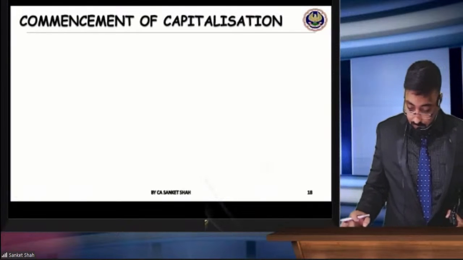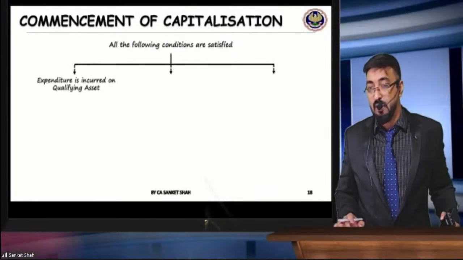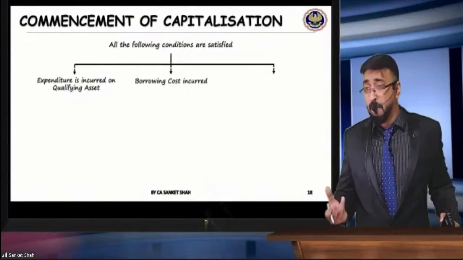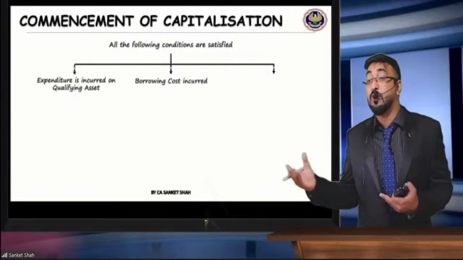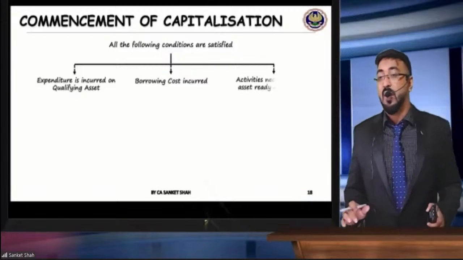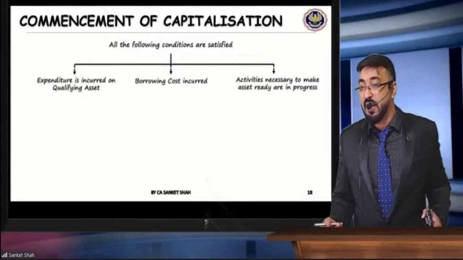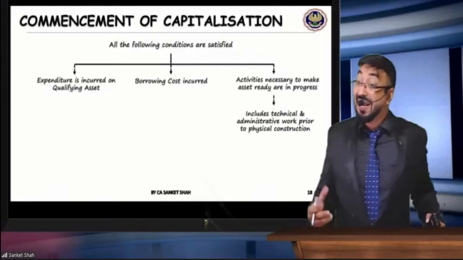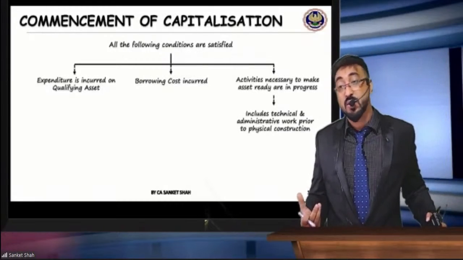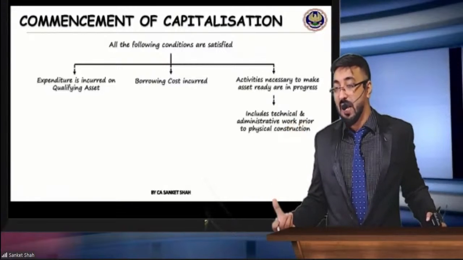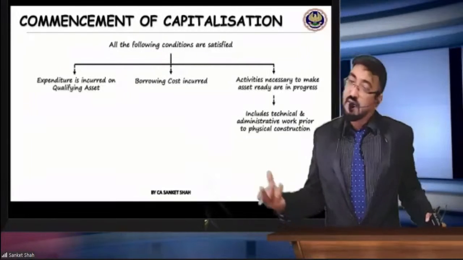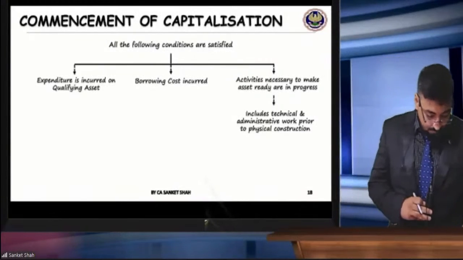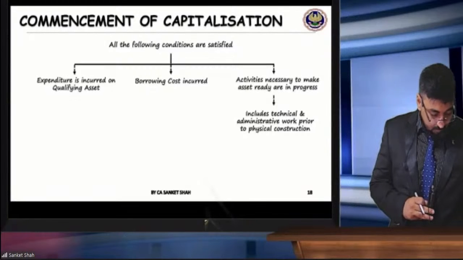So all three conditions must be fulfilled. Expenditure is incurred, it's very logical. Second, you borrowed funds, that is also important. Only expenditure incurred is not enough, because we are capitalizing interest. And third, activities necessary to make the asset ready are in progress. So all these conditions are important. And remember, technical and administrative work prior to physical construction is also included, such as your engineer coming to the site or administration work going on. These are also activities necessary to make the asset ready. So remember this.